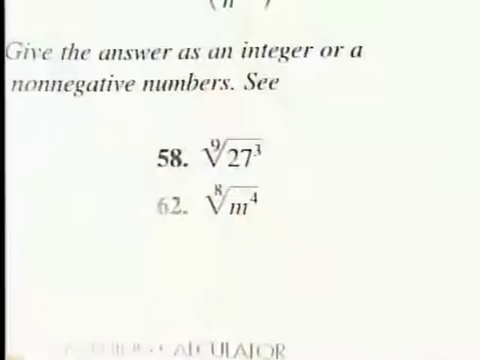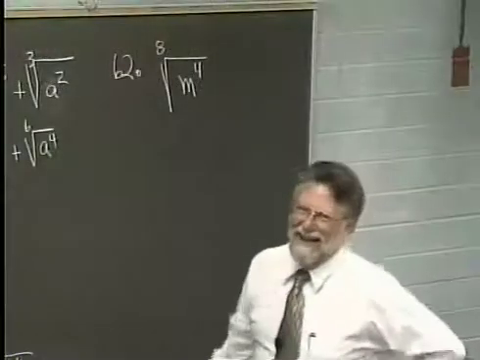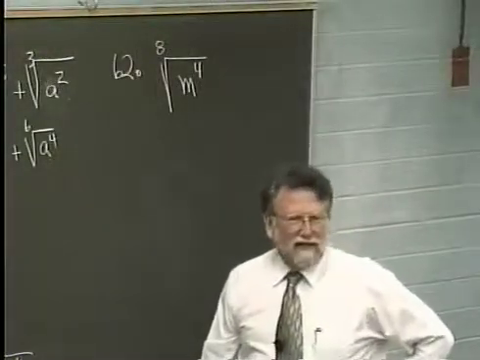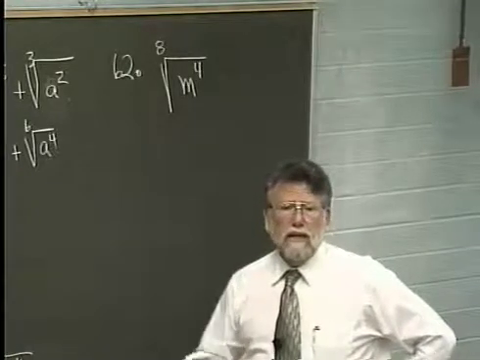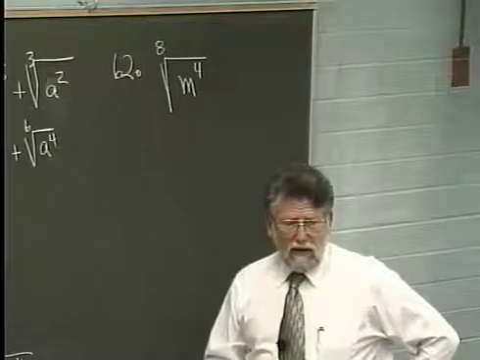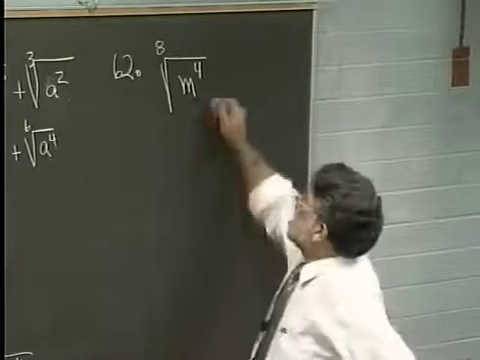If I look at 58 and 62, this is the same game. Because what do I have? An 8th root of m to the 4th. So what do you note? The index and the exponent on the variable have a common factor. So this is what I was trying to get at. And again, this is a problem at the end of the set, suggesting what? The comment is, it's hard because it's at the end of the set. Well, it's also anticipating intermediate level content.